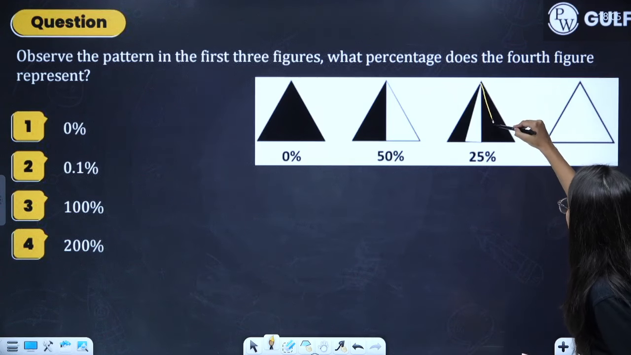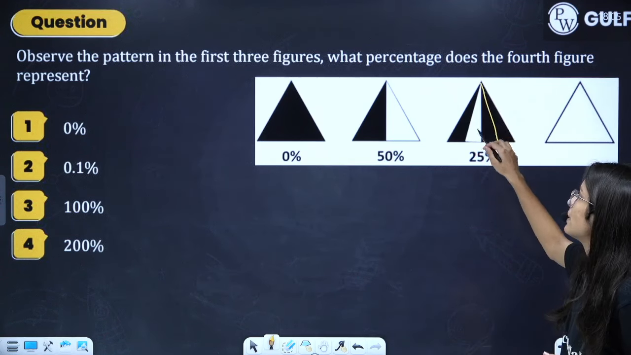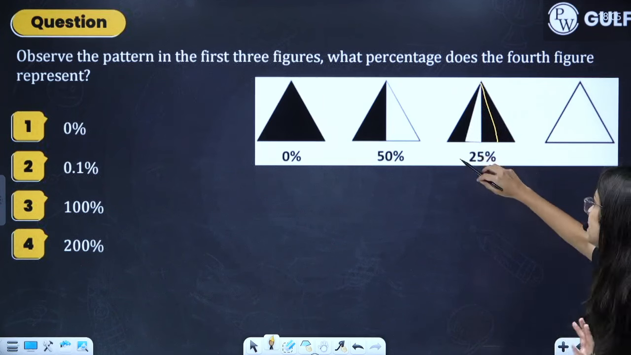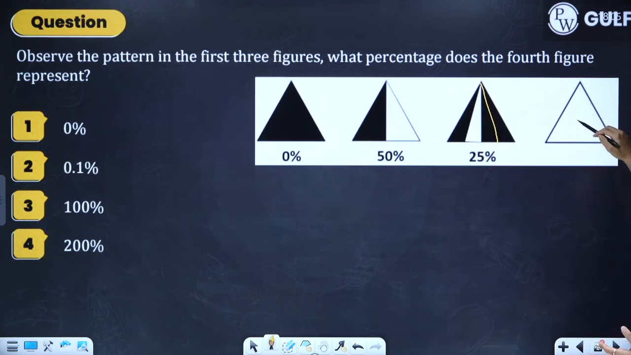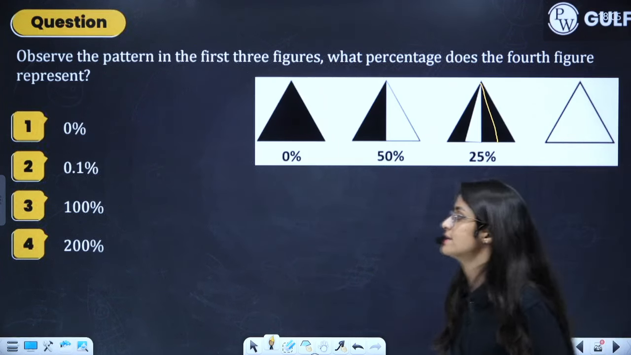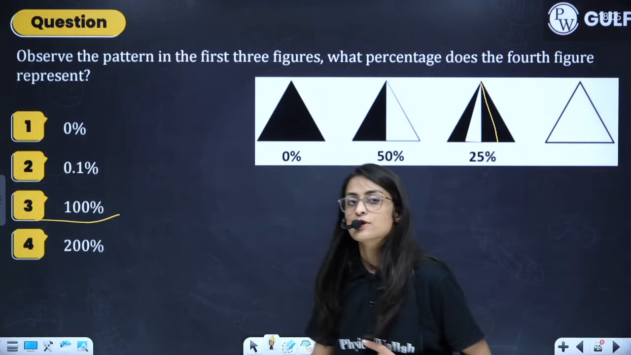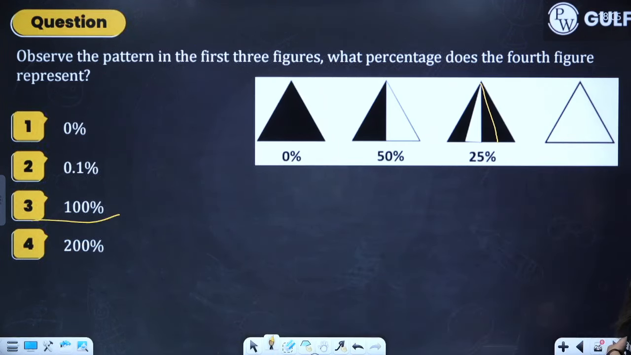I'll draw the fourth figure over here. Out of 4 parts, they are shading one part white. And now the full figure is shaded white, so it's 100%. So here the answer would be C.